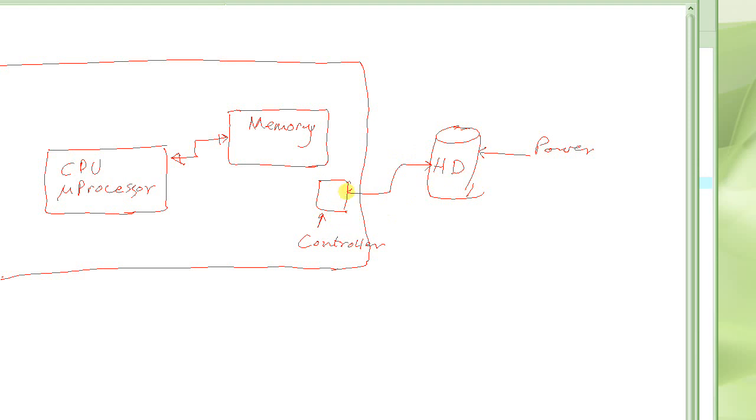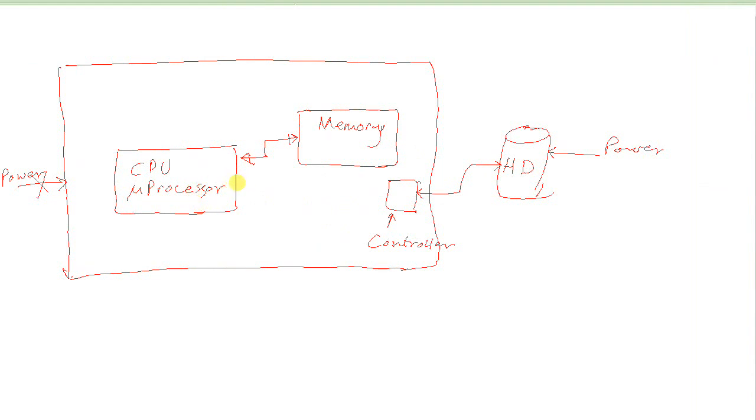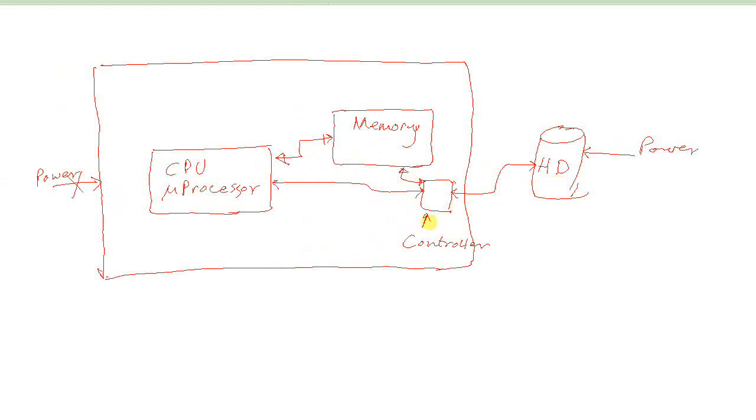And there is a cable going between this controller and this hard drive that connects the hard drive to the motherboard, and then the CPU is connected to this controller. And this controller is almost always connected to the main memory also. This controller helps transfer data back and forth between the CPU, memory, and hard drive.